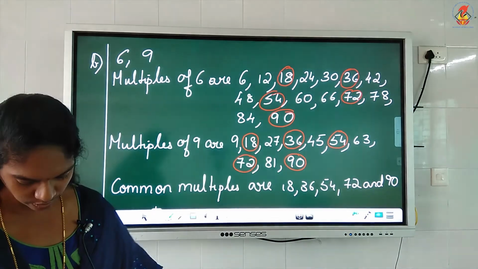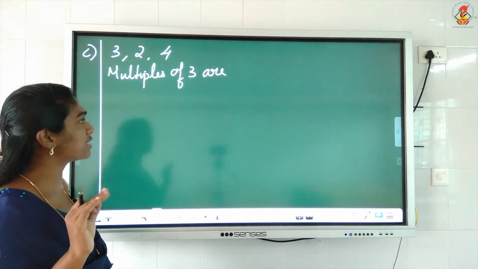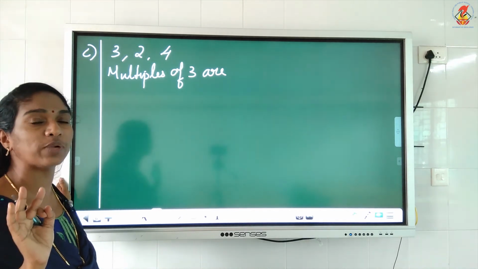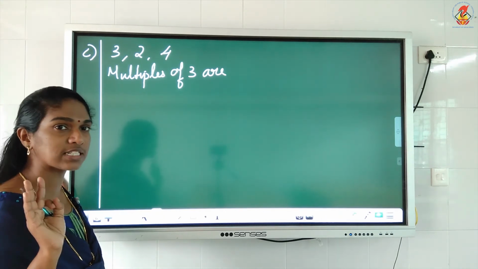Okay. One more question. 3, 2 and 4. I am taking 3 numbers. Now, tell me multiples of 3. See, children, in this question we are going to find out only 3 common multiples. We can find out 5, but what happens is you will have to write lots of multiples and only you will get 5 common multiples. Okay. So we will stop at 3. Once we get 3 common multiples, we will stop the answer.